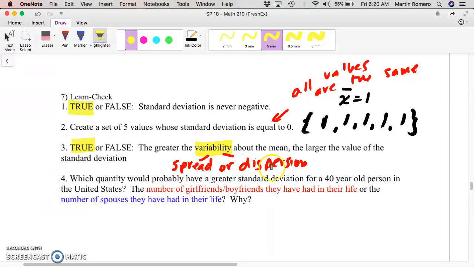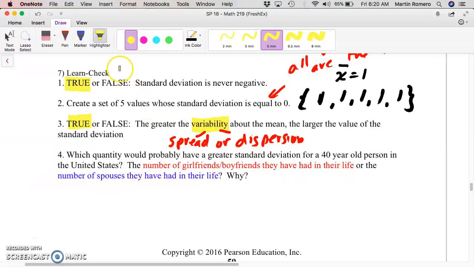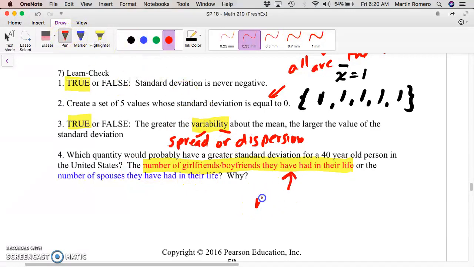Greater variability. This one here I would probably like to discuss in class, but think about that real quick. Which quantity would probably have a greater standard deviation for a 40-year-old person in the United States? More than likely, if you asked a person that question, it would be harder to predict their answer. It's harder to predict because people have probably had more boyfriends or girlfriends in their life compared to spouses. There's more variability here in terms of the answer. And we learned variability kind of means spread or dispersion with the answers.